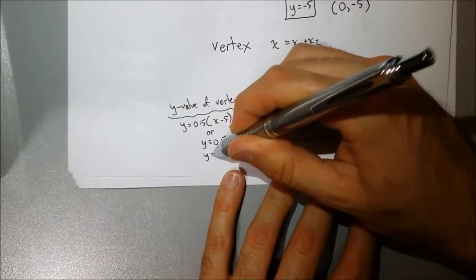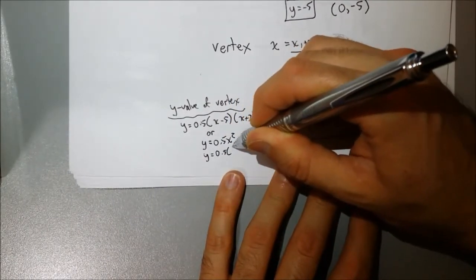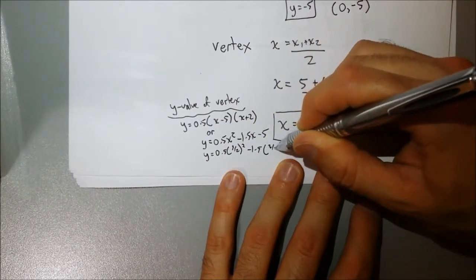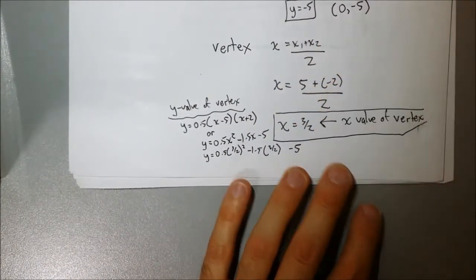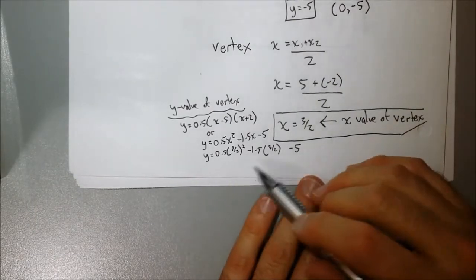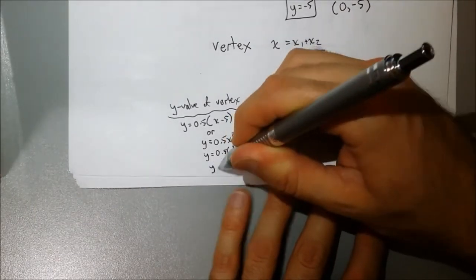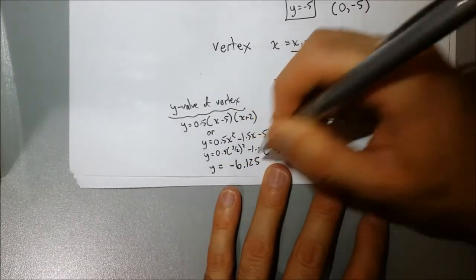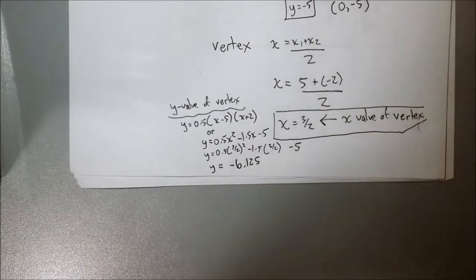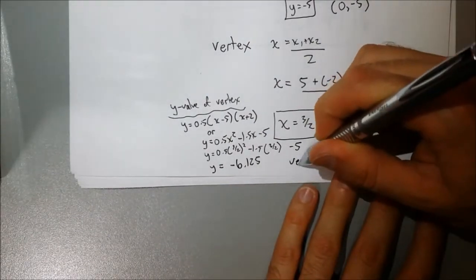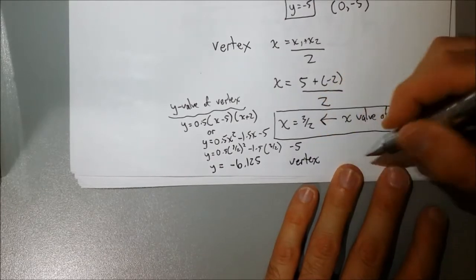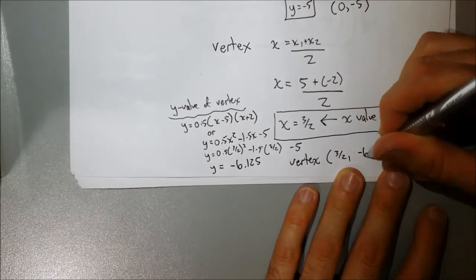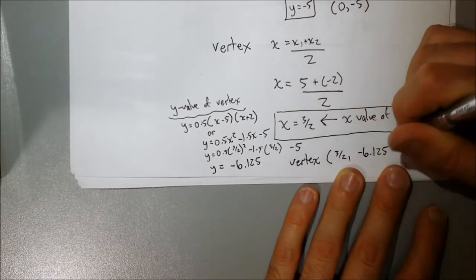So here we go, just plugging it in. And then I would just go to my calculator, figure it out. So I'm just plugging in 3 over 2, which is the x value of the vertex. When I plug it into my calculator, I'm going to get y equals negative 6.125. There's no real need to change it into a fraction or anything, so you can just turn them both into decimals. So I'm going to write 3 over 2, negative 6.125.